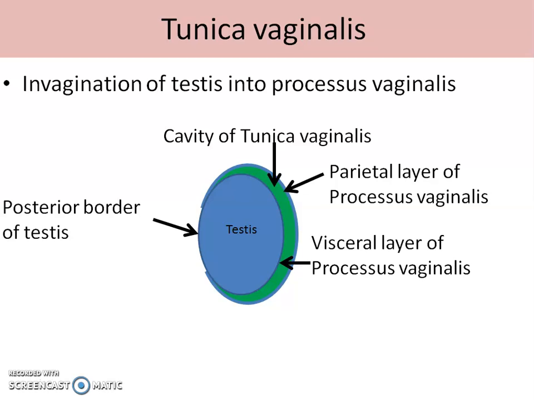The processus vaginalis is completely invaginated by the testis, which results in formation of the tunica vaginalis with two layers: parietal layer of processus vaginalis and visceral layer of processus vaginalis. These are the two layers of that tunica vaginalis. The posterior border, you can see, is devoid of the tunica vaginalis. Only the anterior border is covered by tunica vaginalis with a parietal and a visceral layer.